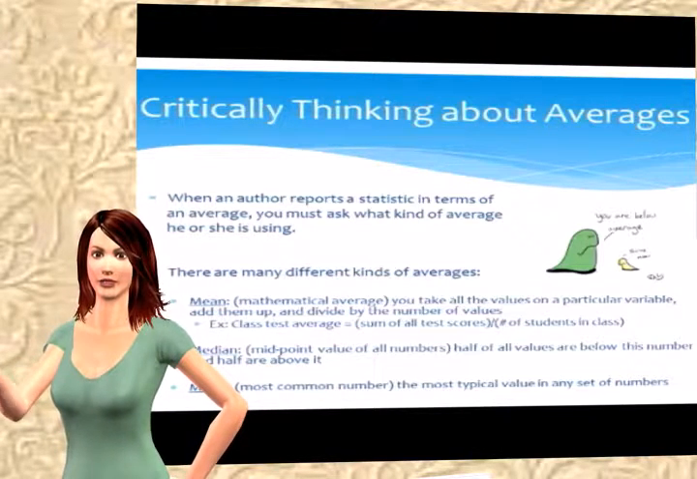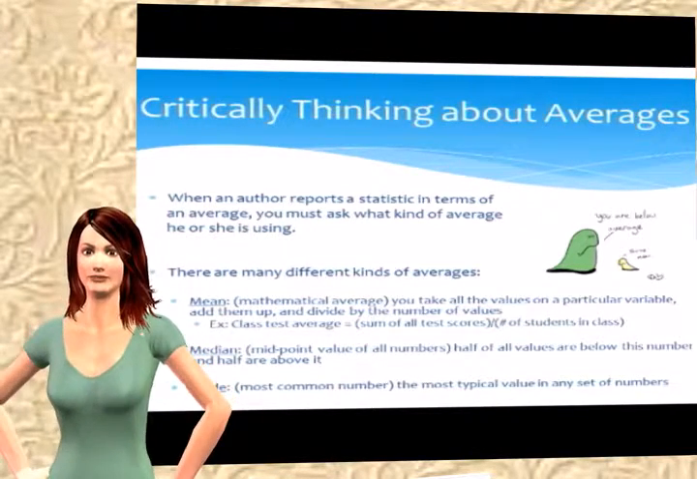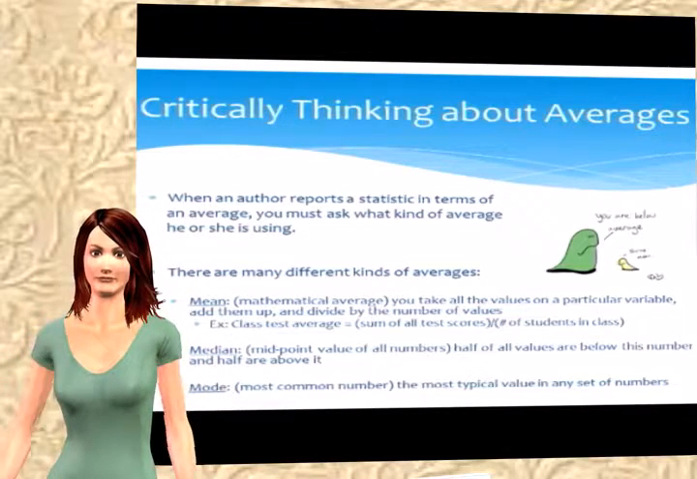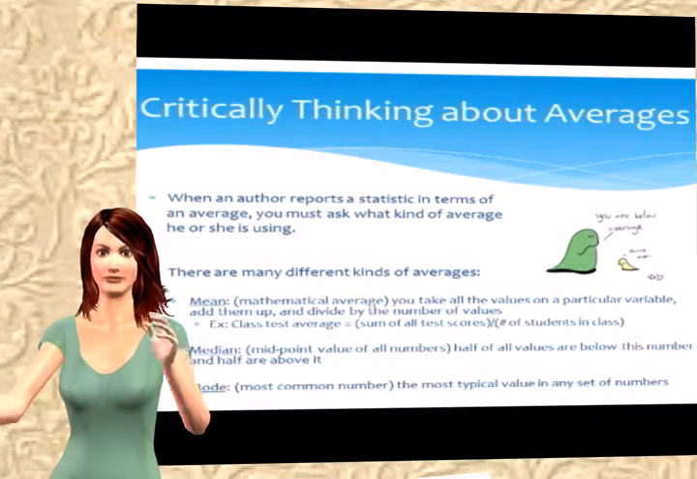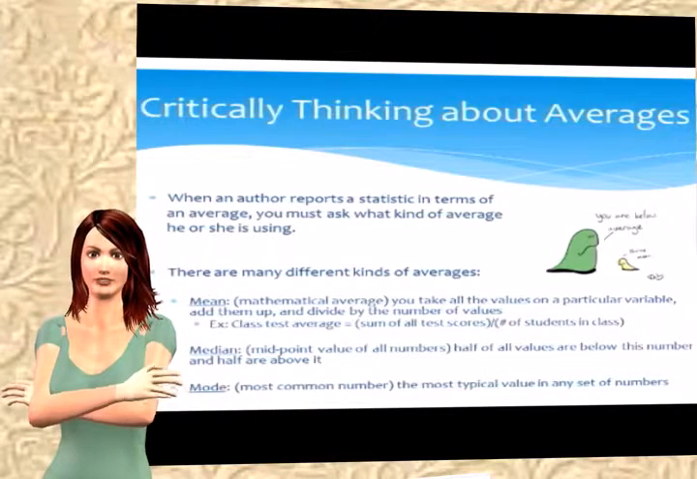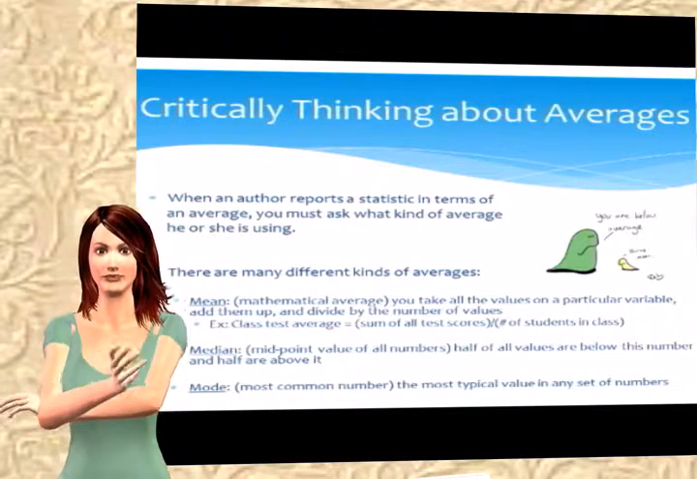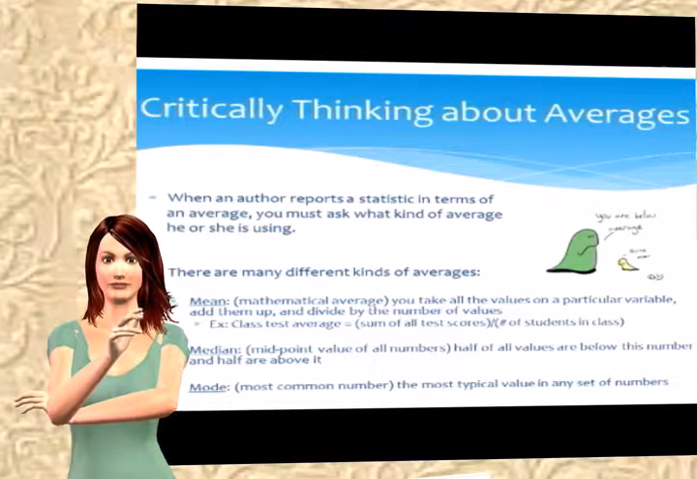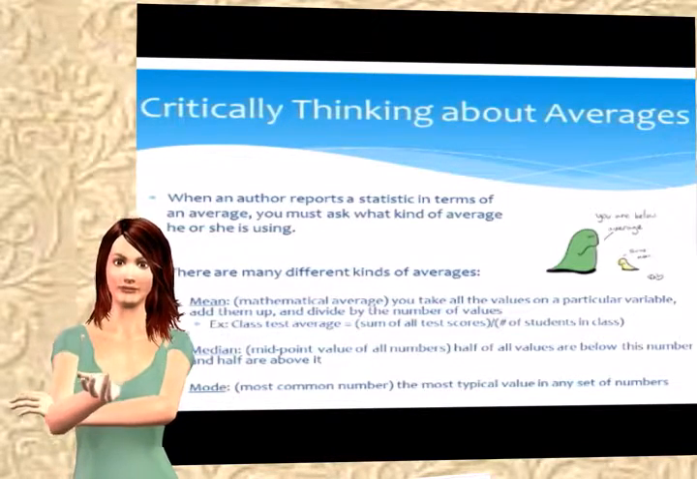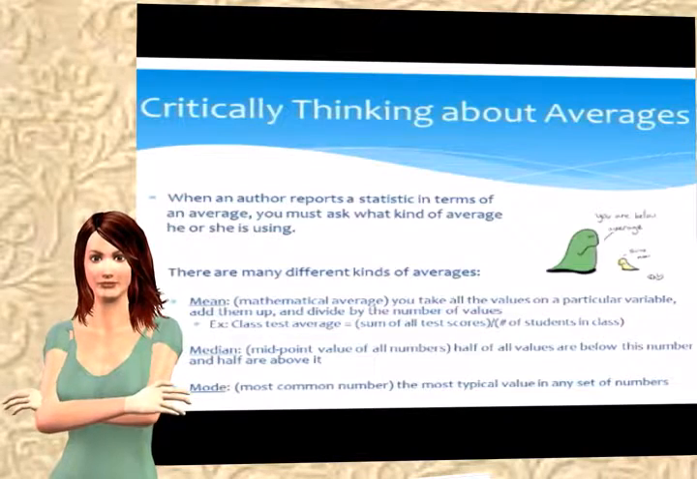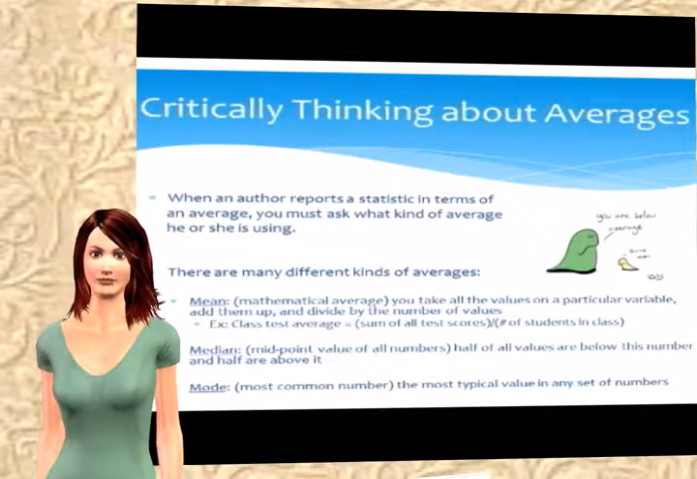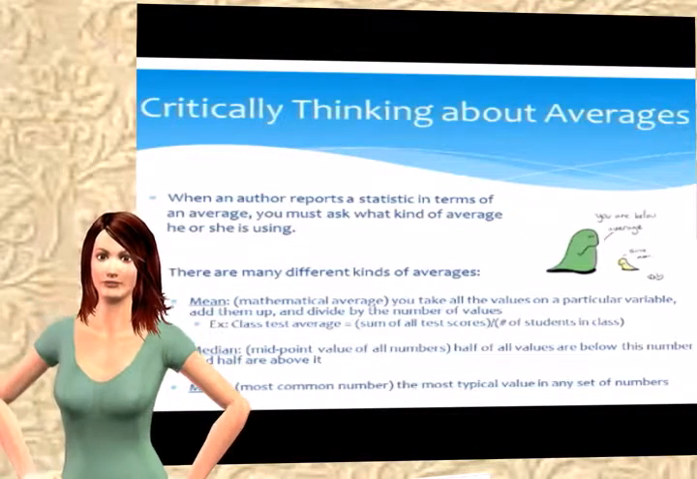When you take all the values on a particular variable, you add them up, and then you divide by the number of values. So for example, if I was going to calculate an average on a class assignment for our Stage 3 course, I would add up all of the scores that all of you made, and then I would divide it by the number of students in the class. But there are a couple of different additional ways of looking at what an average is.